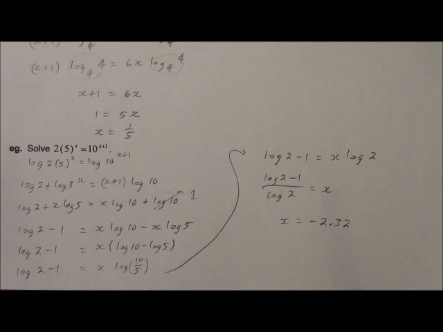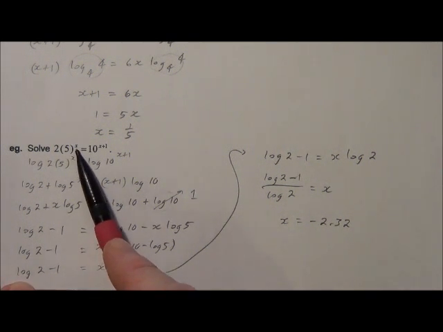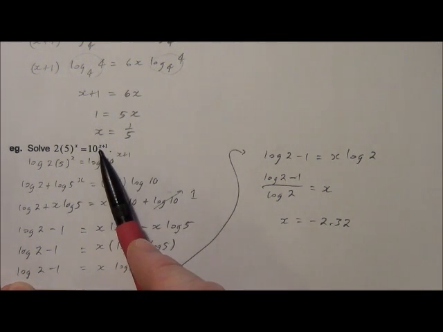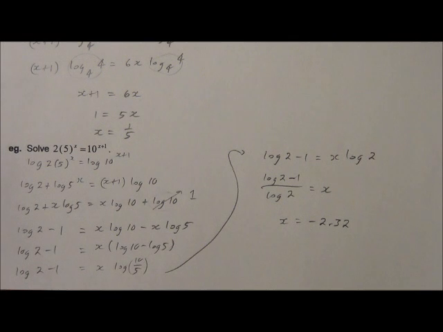Now if you were to check that, substitute negative 2.32 in for x here, work out the left side, and substitute that into 10 to the x plus 1 over here, and you'll see that those two sides will give you the same values.